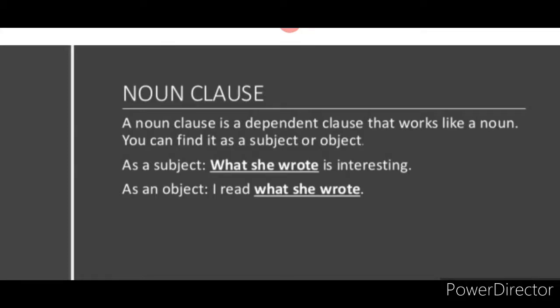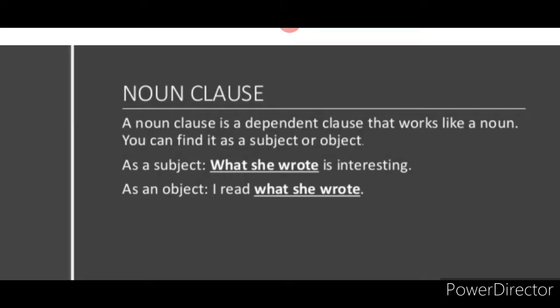So if I always used to tell you, when I ask you what is this, what is that, now you have to explain me in a sentence. So what is noun? A noun is a word used as a name of a person, place or thing or an idea. Okay, children, so here a noun clause is a dependent clause that works like a noun. You can find it as a subject or object. So it may be like a subject or object.